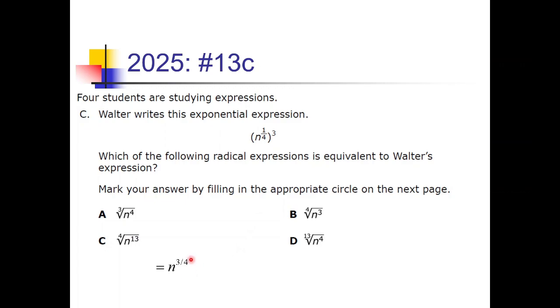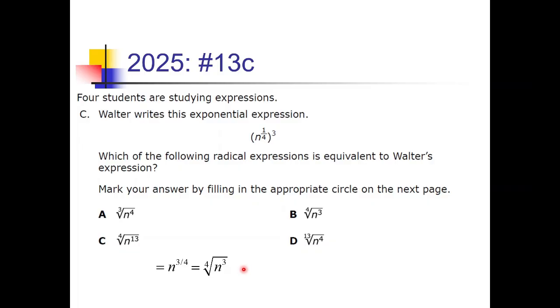And the 4 here, the denominator, this is going to be the index of my radical. So this is going to be the 4th root of n. The 3 is the power that's going in there, so this is going to be n cubed. So when the dust settles, I have the 4th root of n to the 3rd power.